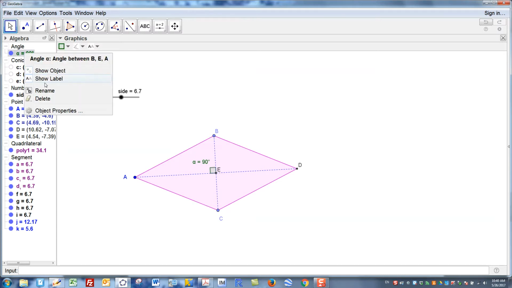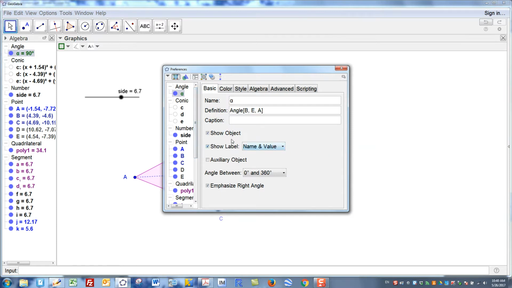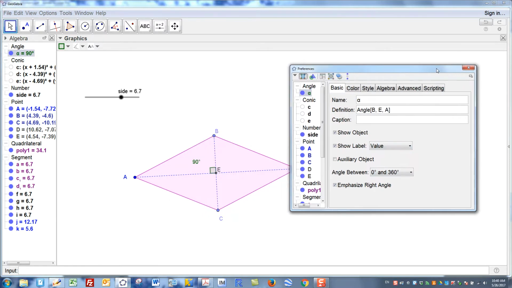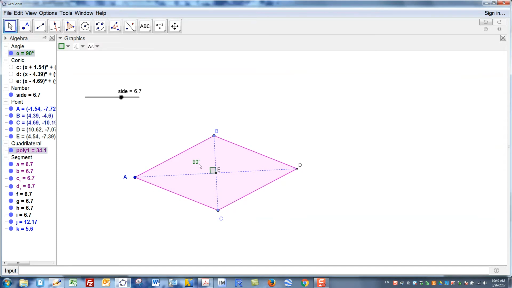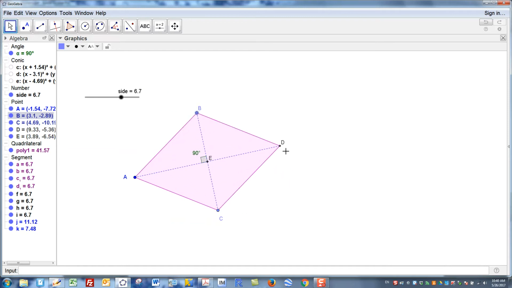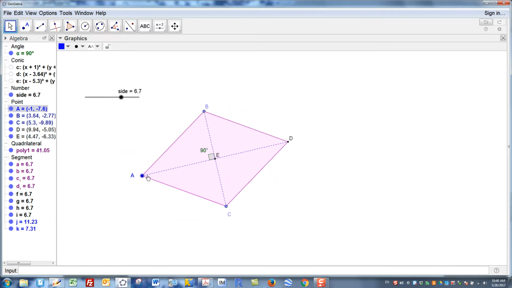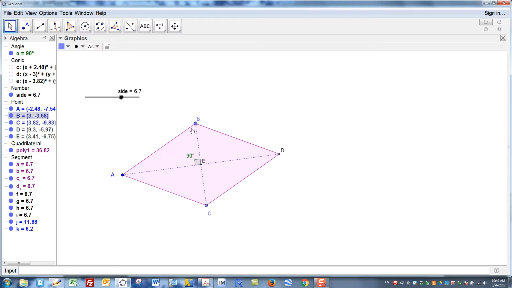Sometimes I don't like the angles to carry their name and value. I'll just have the value in there. So I'm adjusting it to just 90 instead of alpha equal 90. And let's just see if that maintains 90 degrees. It appears that it maintains 90 degrees. Any place I move B and C, of course moving A won't do anything.